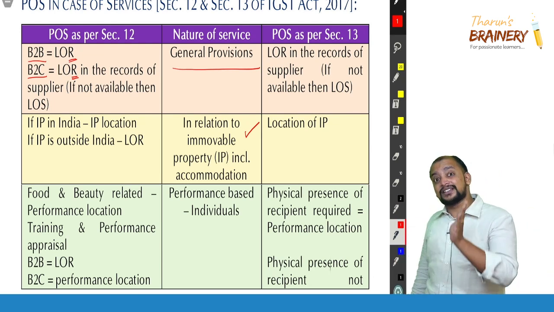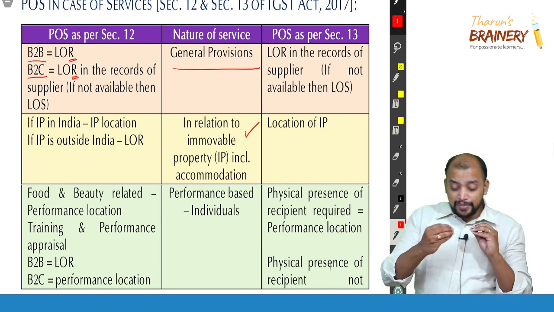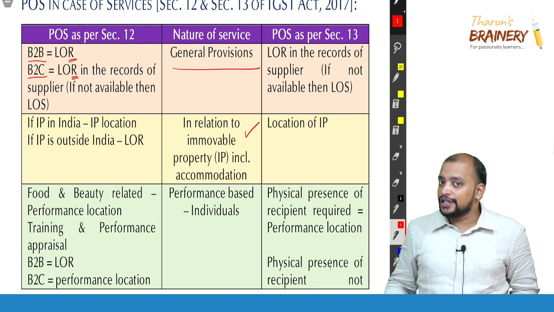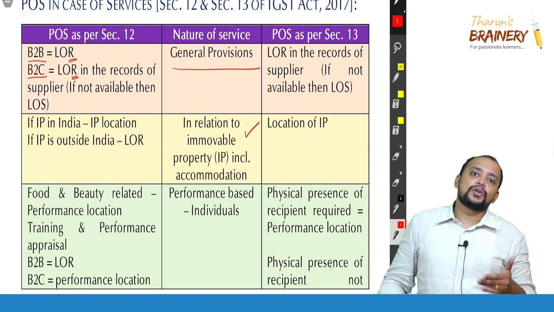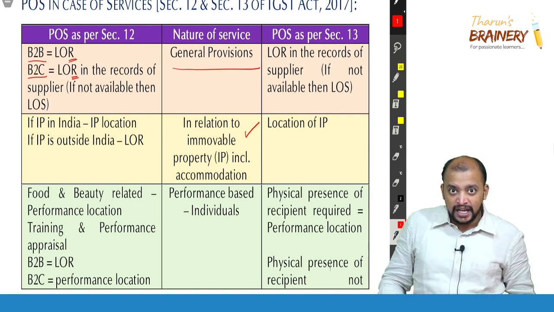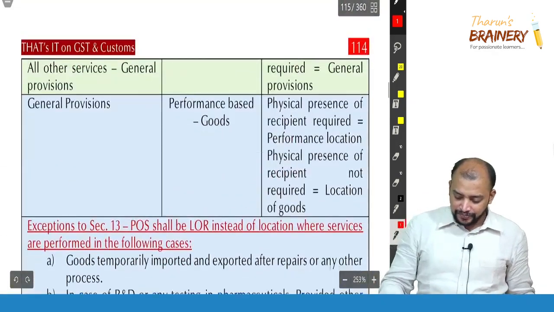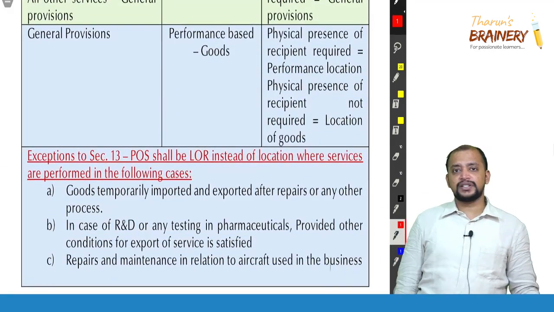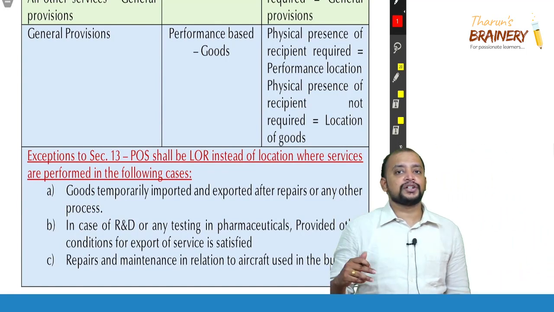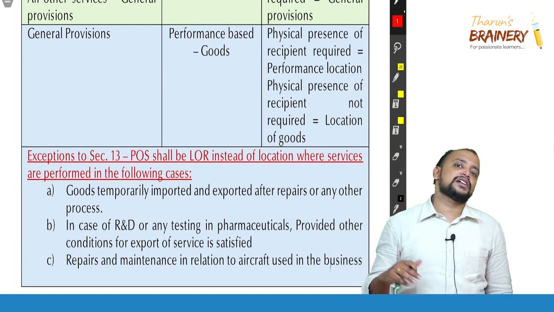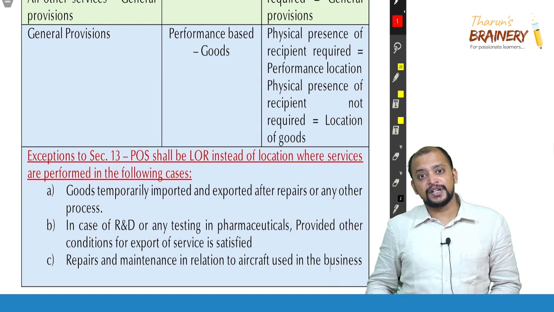Then when it comes to section 13, we need to see whether physical presence of the recipient is required or not. If the physical presence of the recipient is required, we will take the location where service is actually performed. If physical presence of the recipient is not required, then we will go by the general provisions itself. General provisions means section 13 subsection 2: location of recipient in the records of the supplier, if not, location of supplier. That is with respect to performance based services.